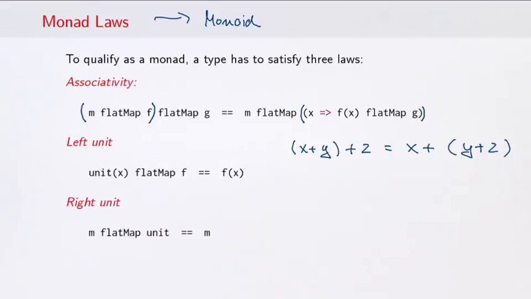The second law that needs to hold for a monad is called left unit. It says that if I inject into the monad using unit and then flatMap with f, then the result is the same as simply applying f to the value x. The last law is right unit. It says that if I flatMap with the unit constructor, I end up with the same monad value as before.